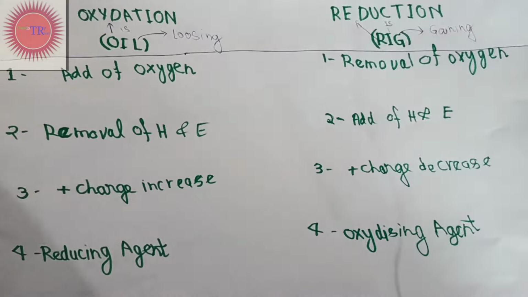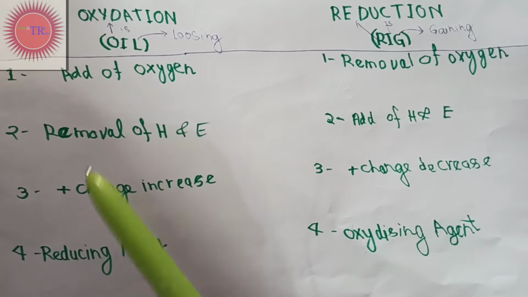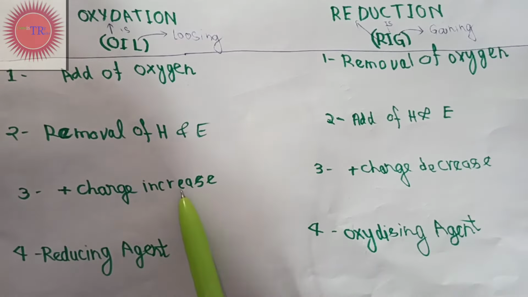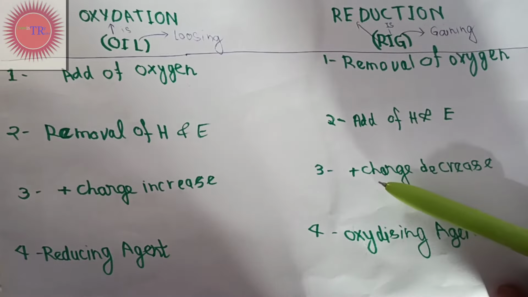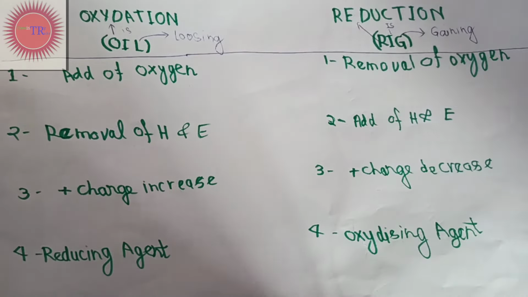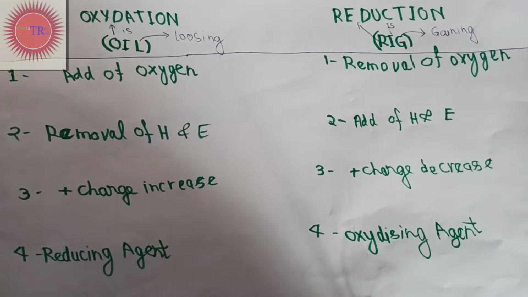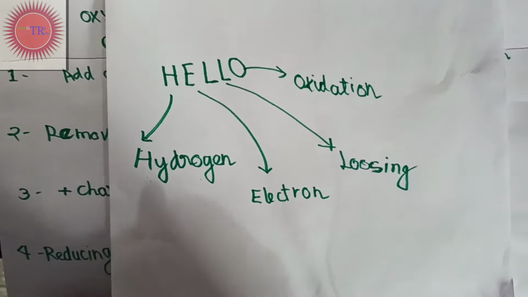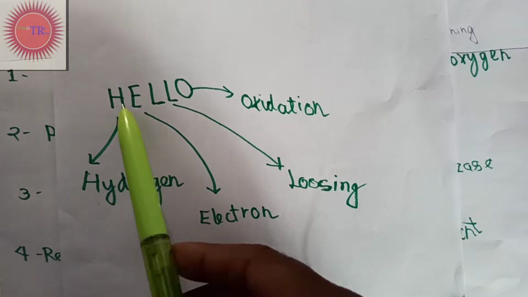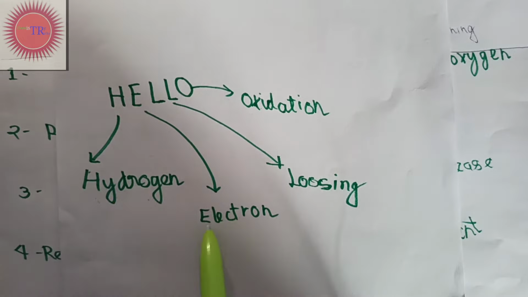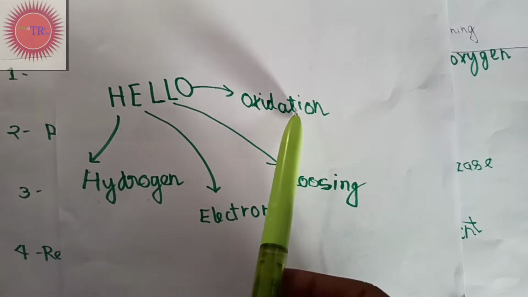In oxidation, the plus charge always increases. In elements, the plus charge will increase, but in reduction the plus charge will decrease. So you have to simply understand that oxidation is the addition of oxygen. And by the HELO trick, H means hydrogen, E means electron, L means losing, is called oxidation.